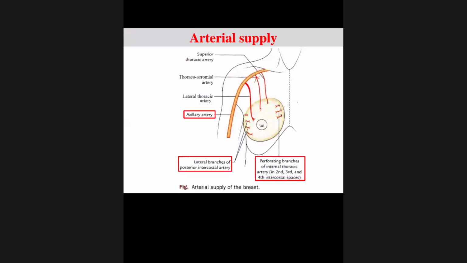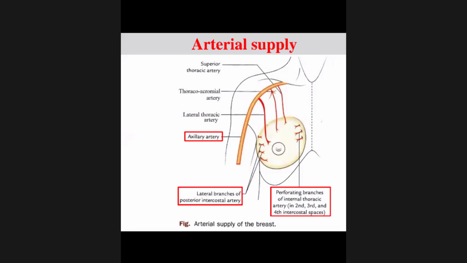Now coming to the arterial supply. So it is supplied by three different arteries.